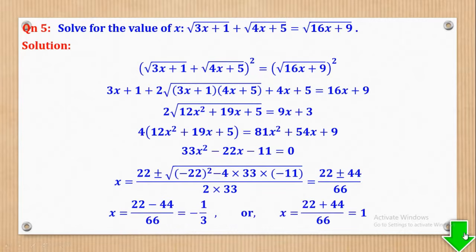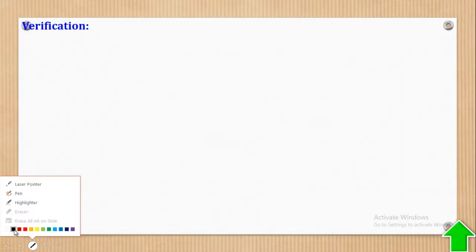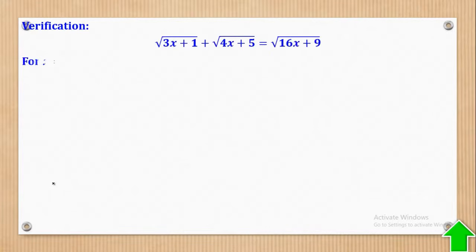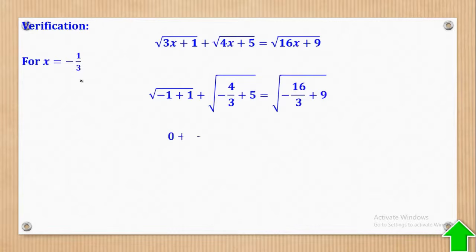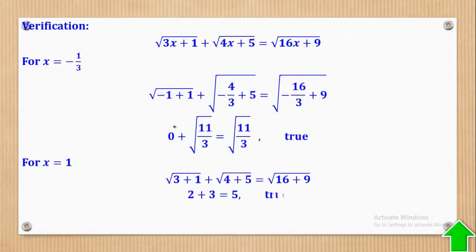So when you verify, substitute for when x is equal to negative a third, you'll come up with that. Simplify, therefore it is true. What about when x is equal to 1? Simplify, it is true, meaning that x equal to negative a third, and also x equal to 1, are both correct.